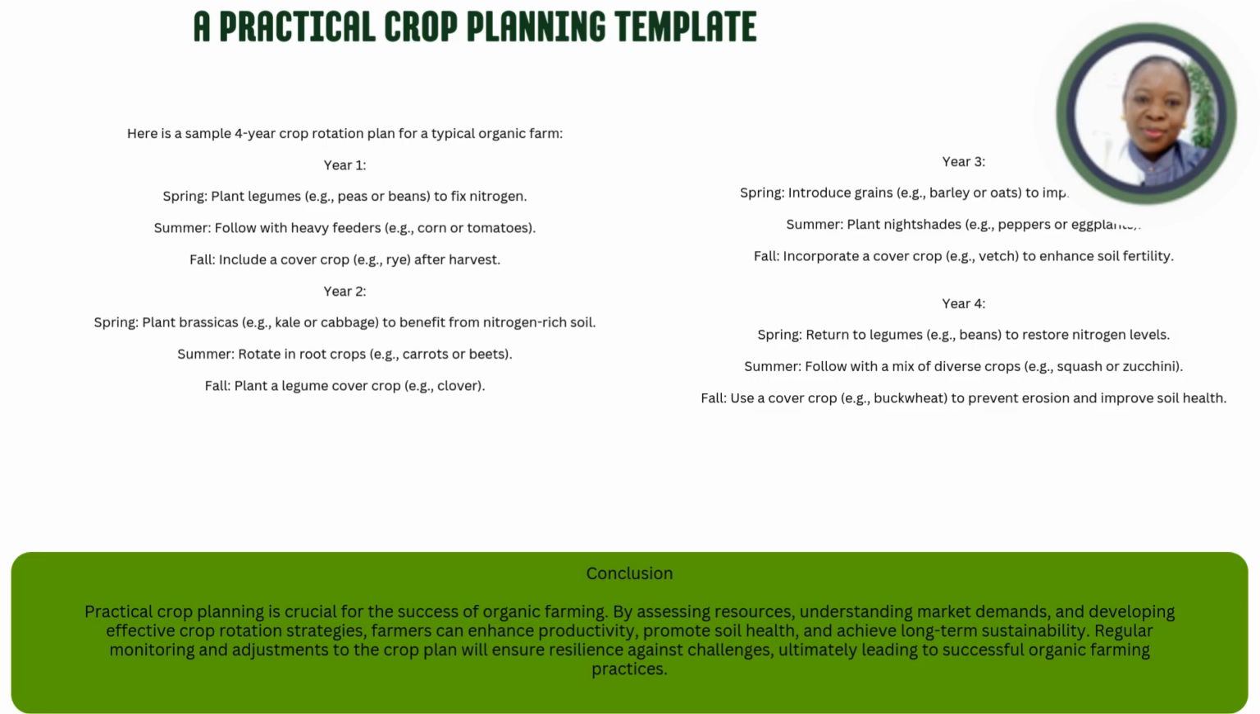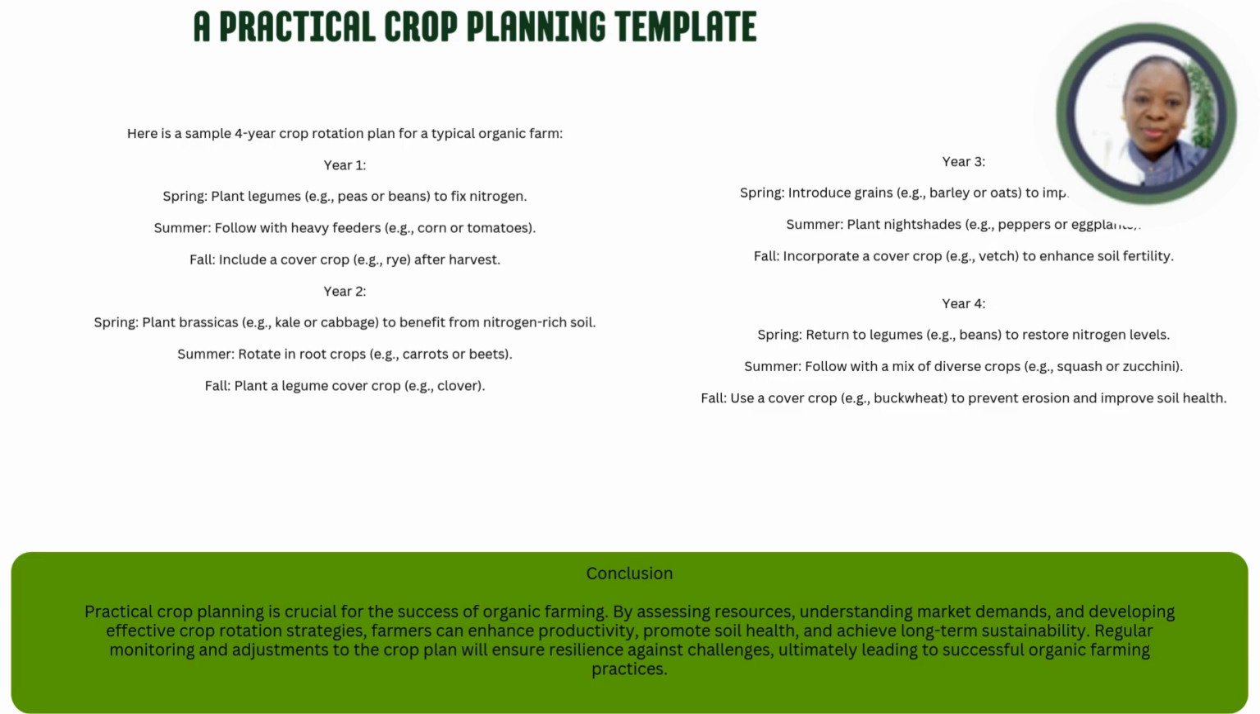Here's a sample of a 4-year crop rotation for a typical organic farm. Year 1, spring. Plant legumes, for instance peas or beans, to fix nitrogen. In summer, you follow up with heavy feeders such as corn or tomatoes, and in fall, include a cover crop such as rye after harvest.